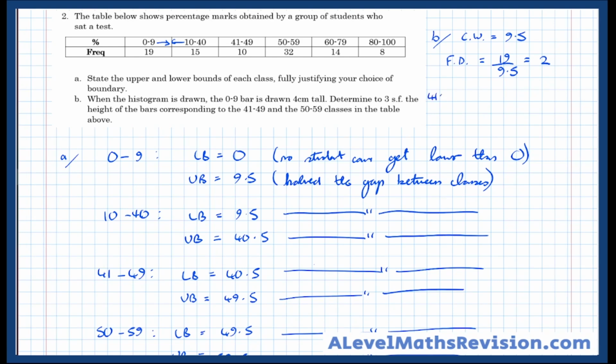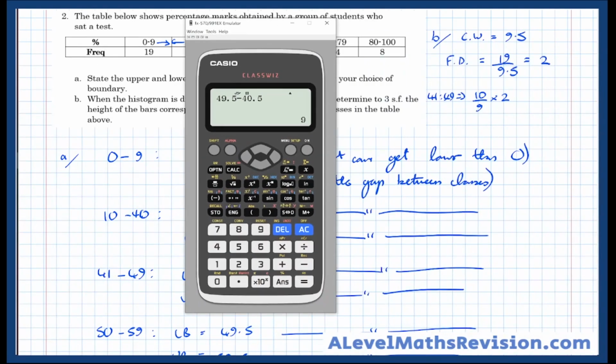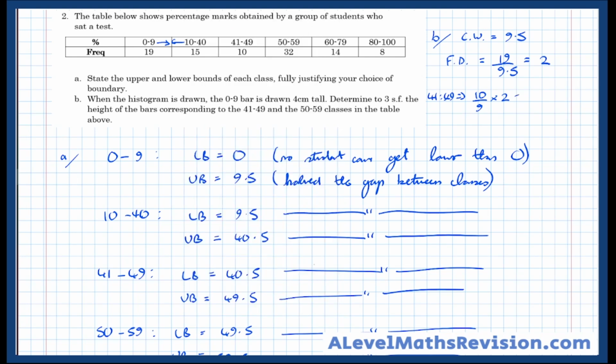So we've got 41 to 49. And I can see here that the class width is 9, 49.5 take away 40.5. So the frequency divided by the class width, 10 divided by 9, times this conversion factor of 2, that gets us from frequency density to centimeters in this case. So 10 over 9 times 2. Put that in the calculator correctly. 10 over 9 times 2 is 2.22 to 3 significant figures.